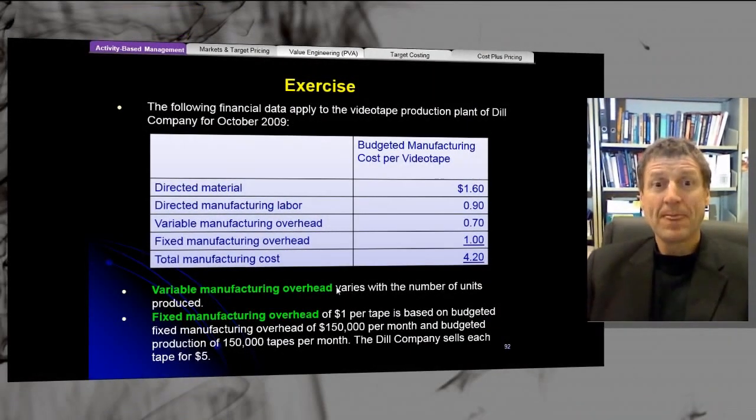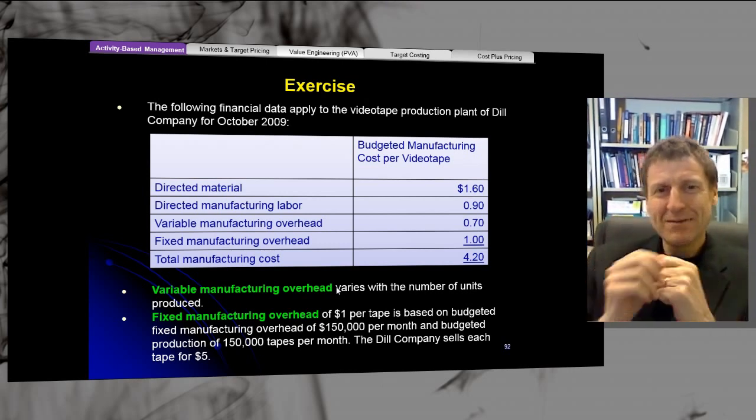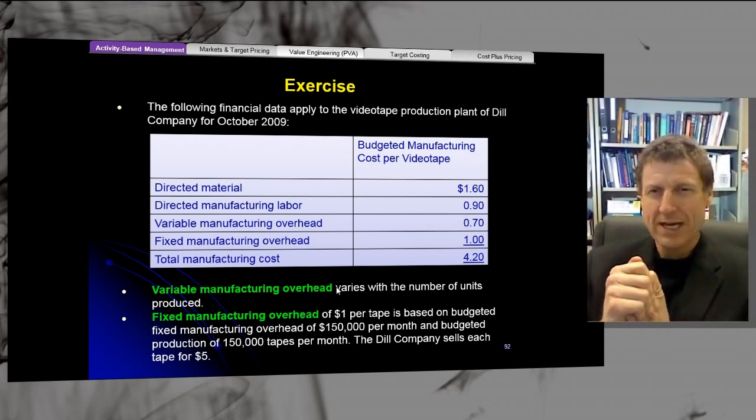Here we have the financial data that applies for a videotape production plant of Dill Company. That's a nice name. October 2009. Getting a bit old, videotape. They don't make videotapes today, do they? Maybe in some countries, but not that I see in Hong Kong. Anyway, let's get on to the budgeted manufacturing cost per videotape.